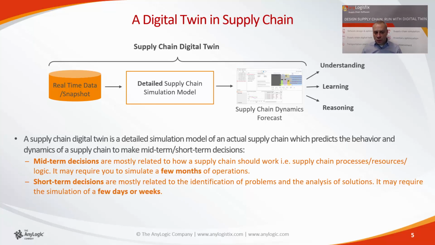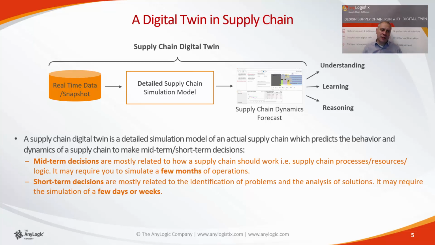The digital twin is mostly used to make mid-term decisions and short-term decisions. Mid-term decisions are related to supply chain processes, resources, logic, and they may require the simulation of a few months of operations. As to short-term decisions, they're mostly about identification of the possible problems, their analysis, and finding the solutions for those problems. And that kind of decisions may require a few days or maybe weeks of simulation.